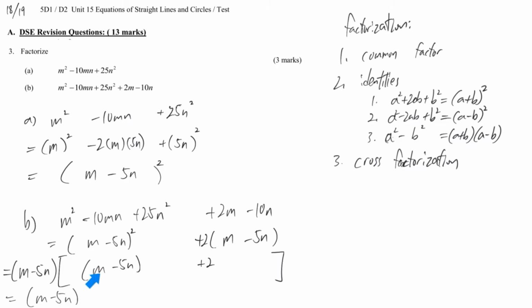Finally, we check whether we can remove this bracket. This bracket outside is nothing, so you just simply remove it, ignore it. And then we have m minus 5n plus 2 here, with no common terms. Before you finish, don't forget to check whether there is any common factor left inside. If you can still factorize it, then you have the responsibility to factorize it until you can't factorize further.